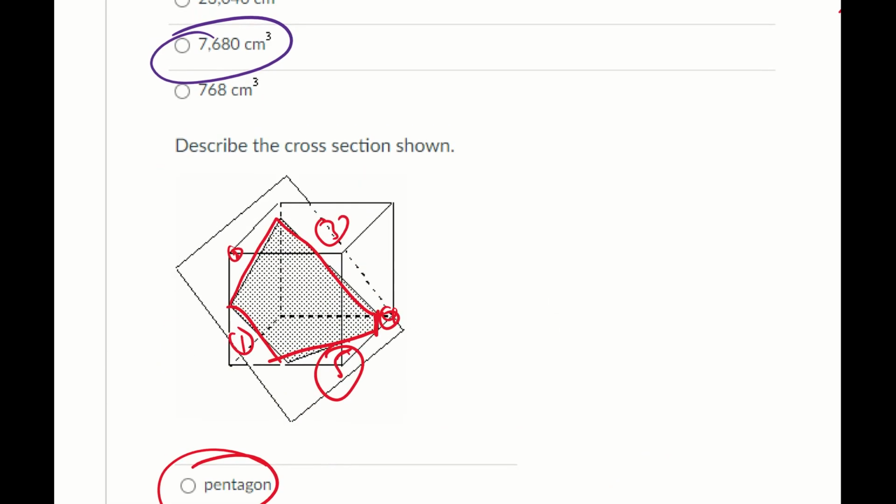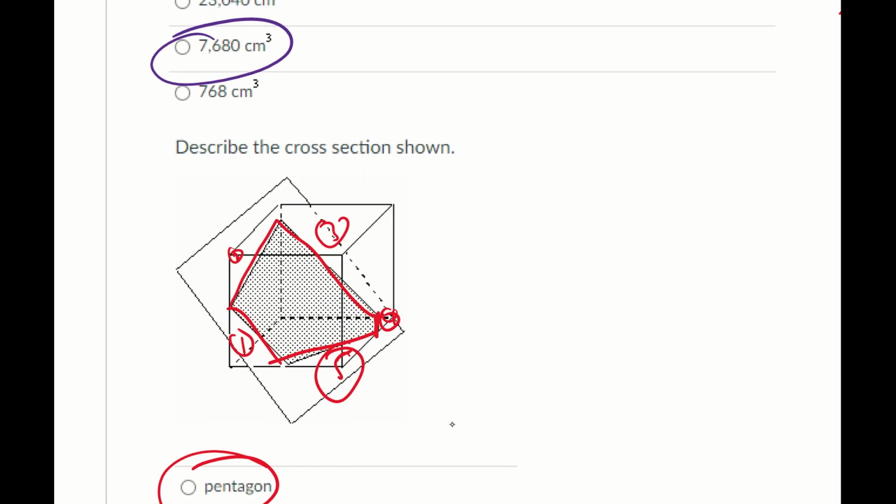And that's because of the weird angle of the cross-section. The cross-section is angled in such a weird fashion that there's this little side sticking out there.